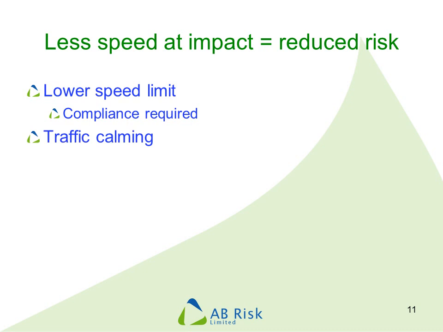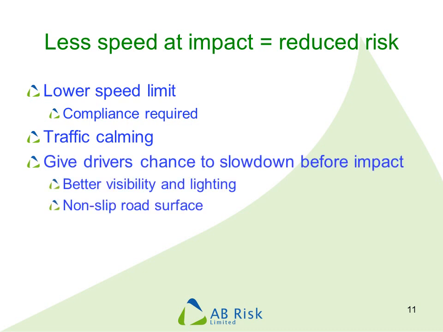We could take the compliance issue out of there and force cars to drive more slowly, some sort of traffic calming that really makes it impossible to drive above 20 miles an hour. We could give drivers the chance to slow down before impact. So if they could see that someone has stepped out into the road and they can apply their brakes, they're going to reduce their speed. They might be doing 30 miles an hour, fully compliant with the existing speed limit. They can reduce their speed to 20 miles an hour or less.